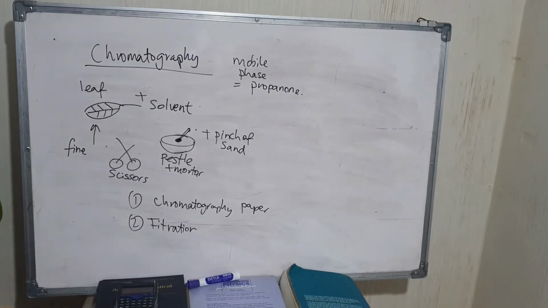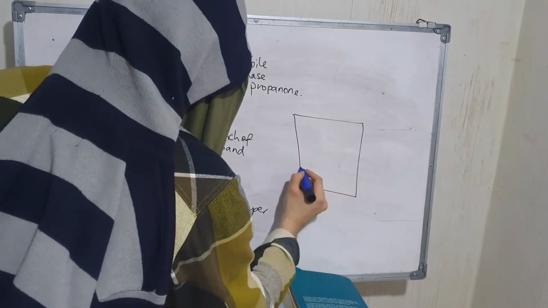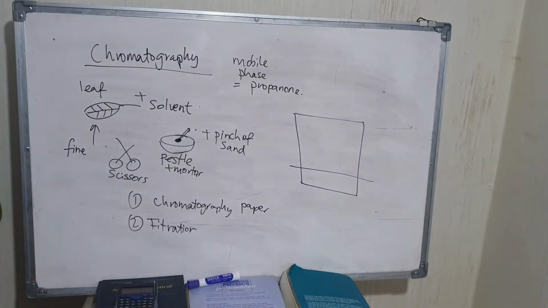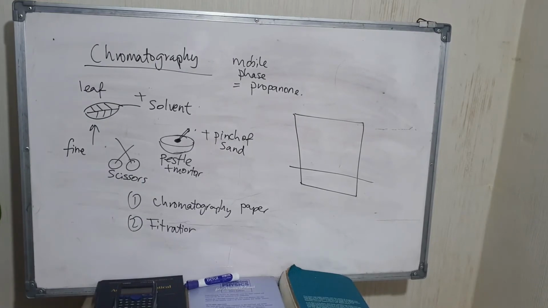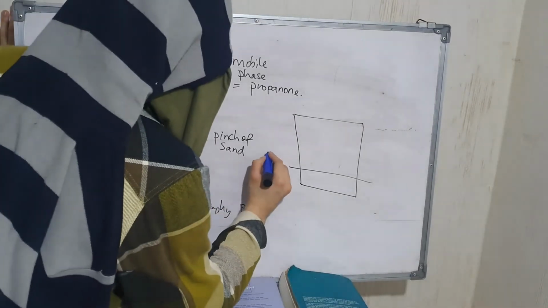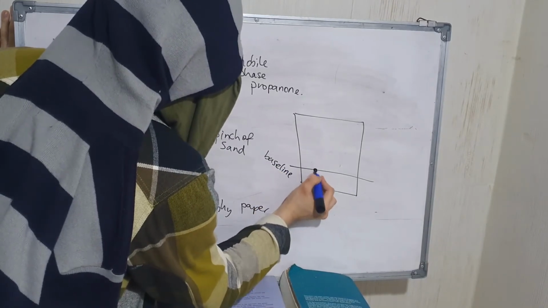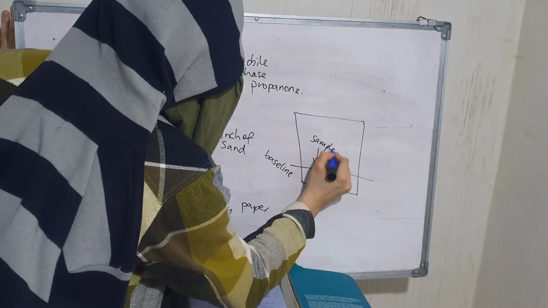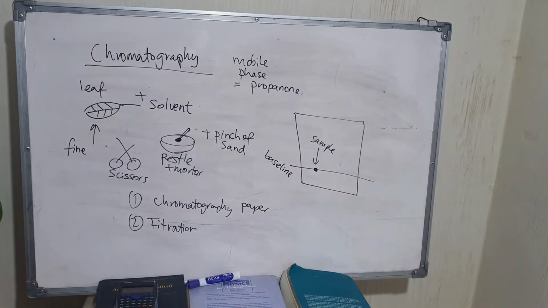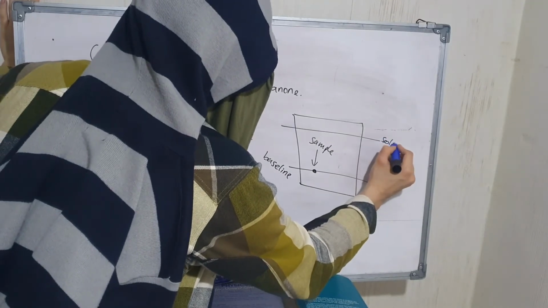All right, so this is what you do. First, this is your paper. You need to make a line. Let's just say that's the baseline. You have a sample here. So that's your sample.